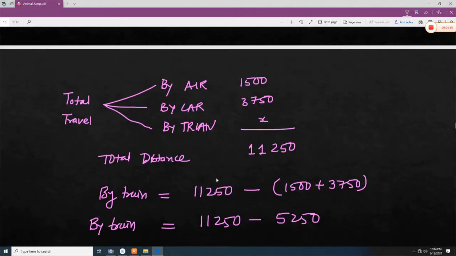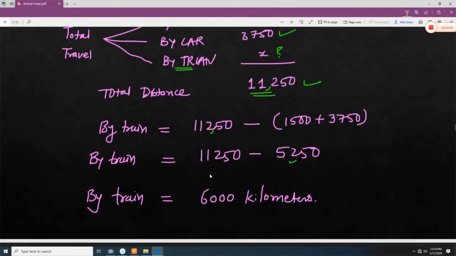Now, by air it is already given as 1500. By car we already found it is 3750. The total distance he travelled, that we also found. So the remaining part is the travelling by train. So 11,250 minus 1500 plus 3750, that is 5,250. So by train the person travelled 6,000 kilometers.